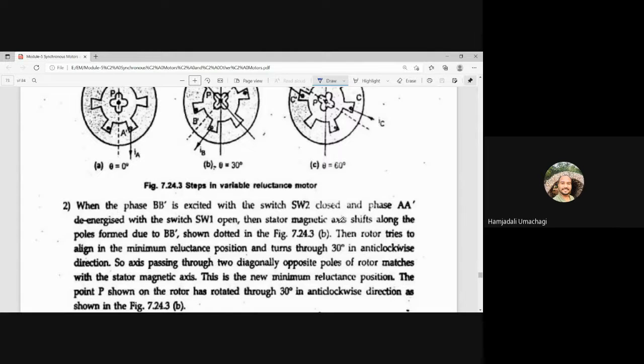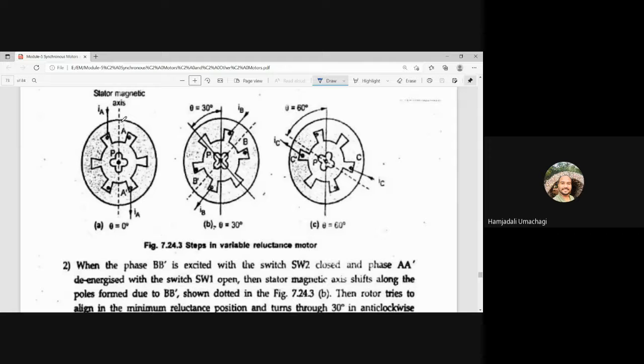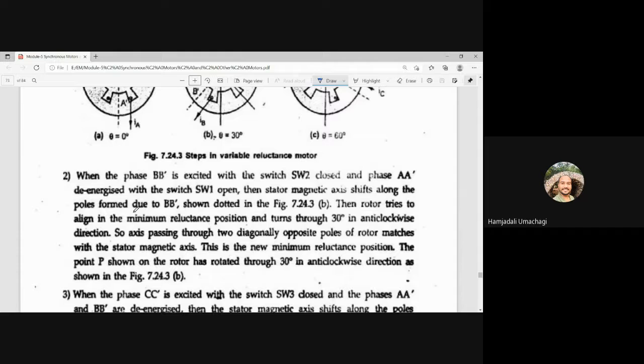The stator magnetic axis shifts along the poles formed due to B dash. Earlier the magnetic field was along A dash, and after closing switch SW2, the magnetic field will be created at the poles belonging to B dash. Because of this, the rotor point P, which was earlier at one position, now shifts by theta equal to 30 degrees in the anti-clockwise direction. The rotor tries to align in the minimum reluctance position and turns 30 degrees anti-clockwise.